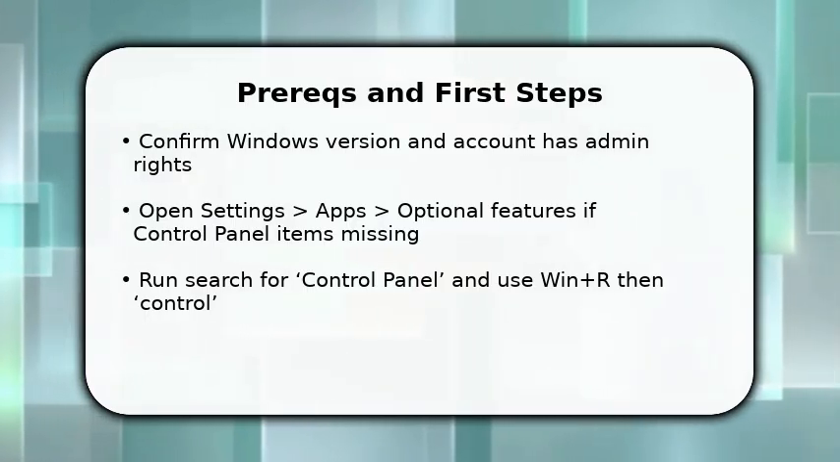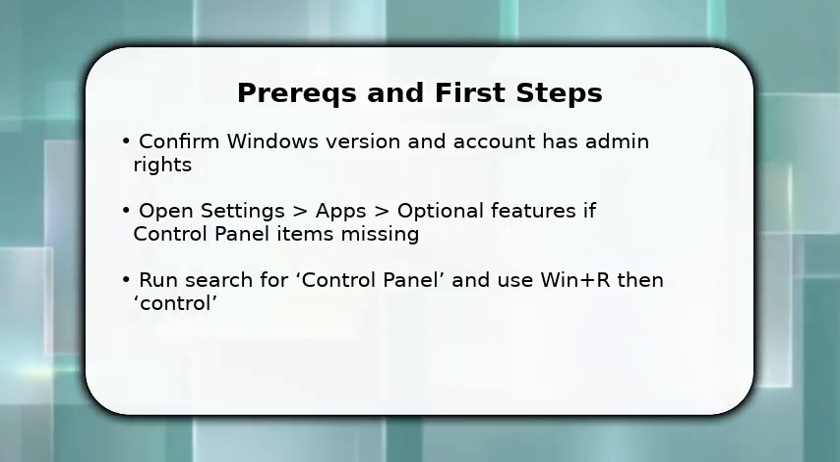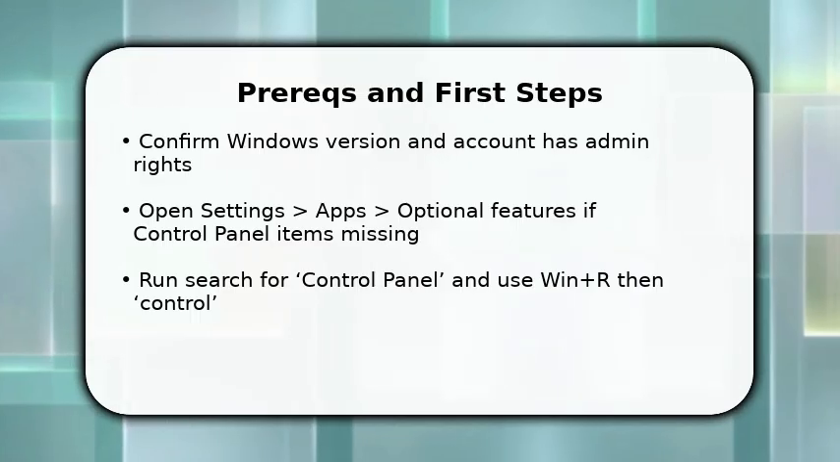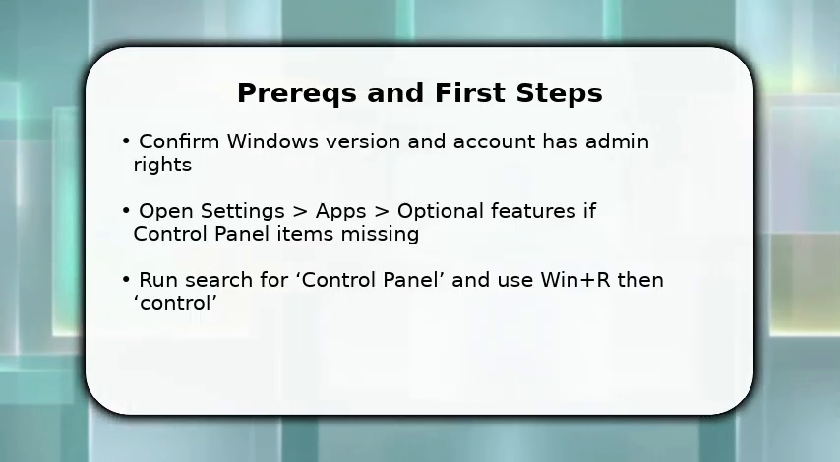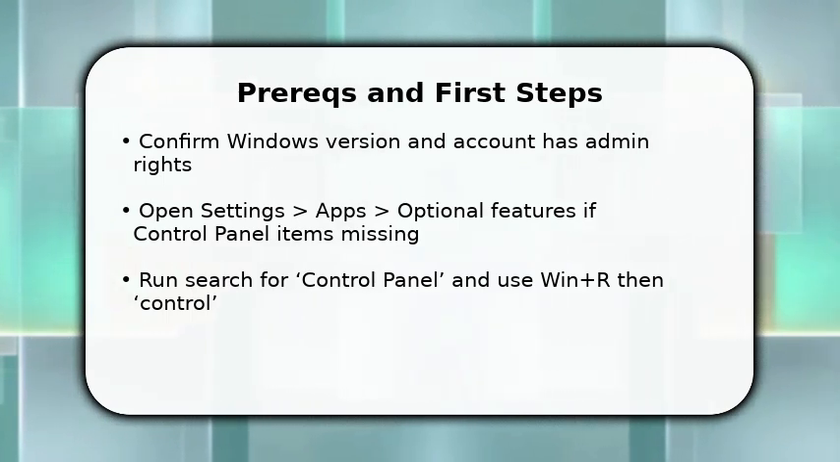Next, press Win+R and type control to launch it directly. This bypasses Start menu shortcuts. If Control Panel opens, make sure to pin it for quick access. These actions prove whether the issue is a missing shortcut or a system-level service problem.